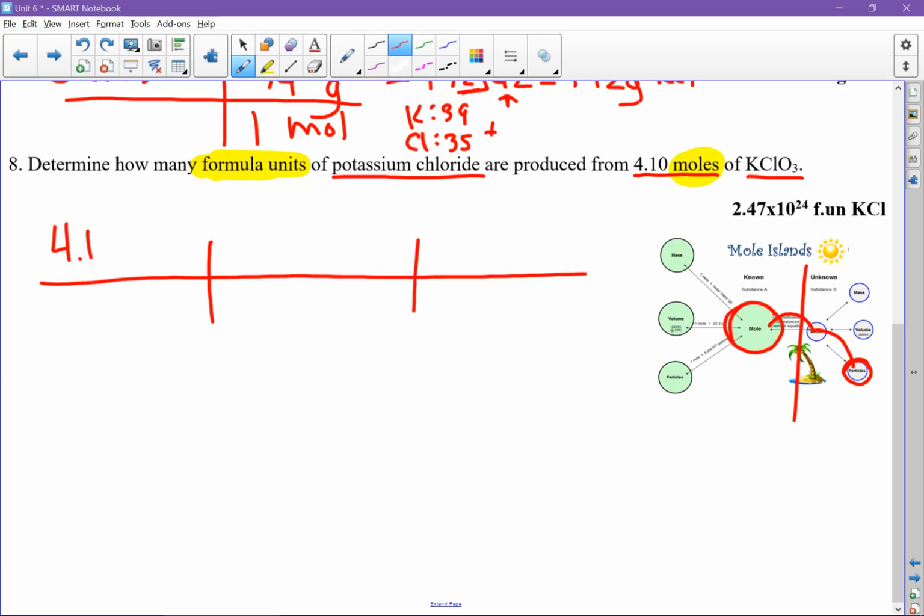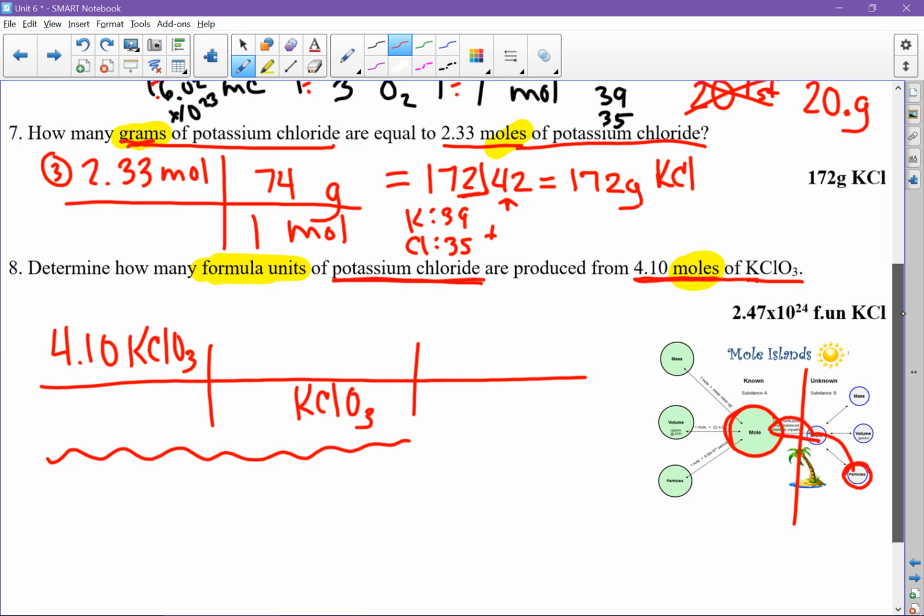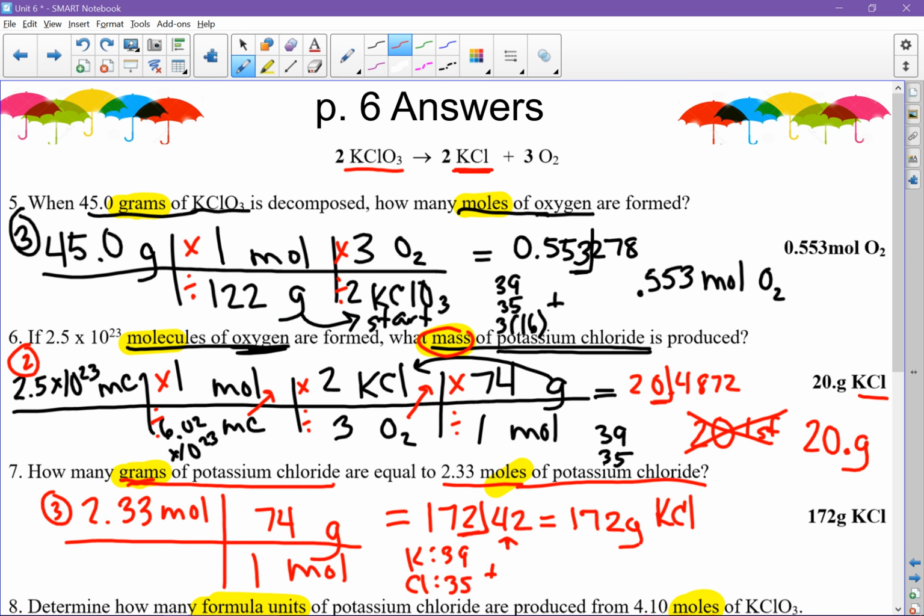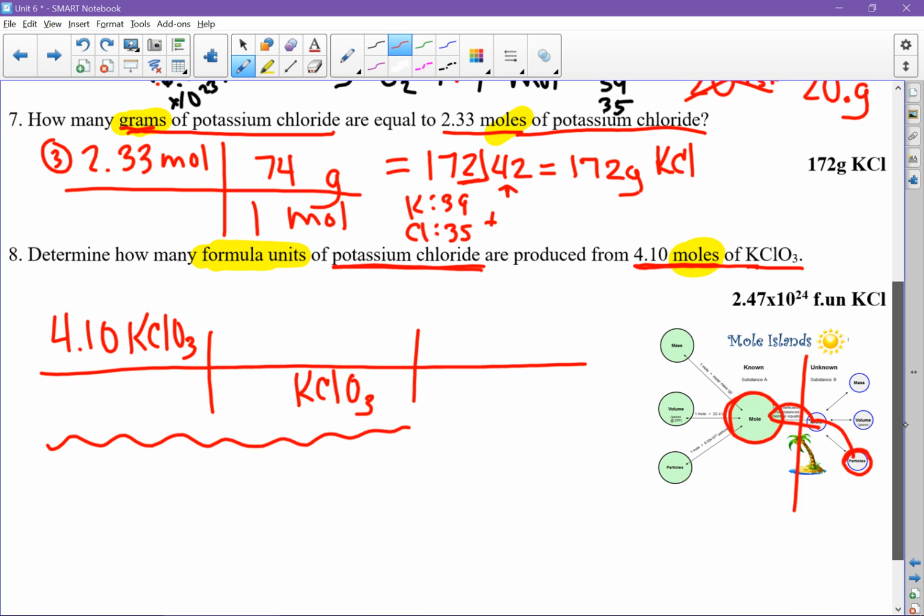So I'm going to start with 4.10. Think about the first thing you're going to do. You're going to go from moles to moles. That means there's no point in writing any moles in the beginning of my fence. That's not going to help you with anything. You can tell things apart by looking at the chemicals that go with them. This has 4.10 moles of KClO3. That's the chemical that I care about. So it's going to go up and then down. I want to have formula units of potassium chloride. If you remember from the reaction, here's potassium chloride.